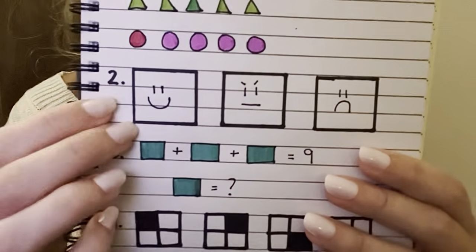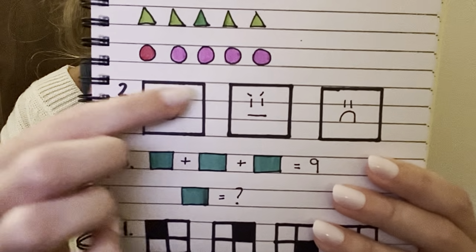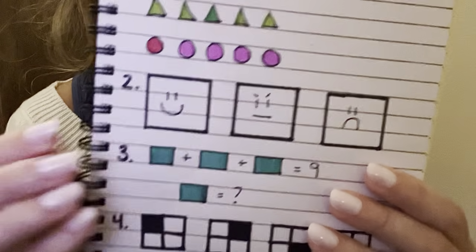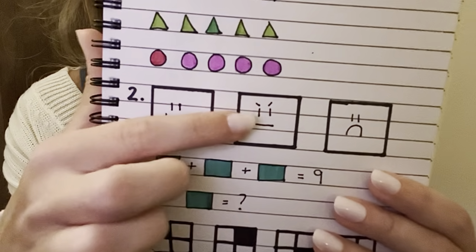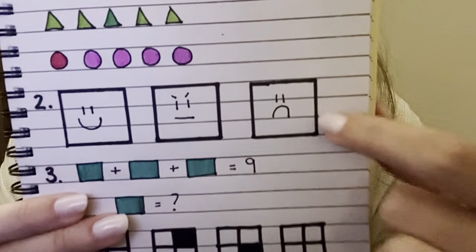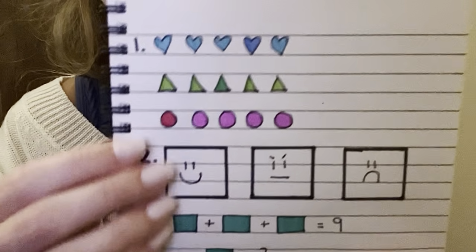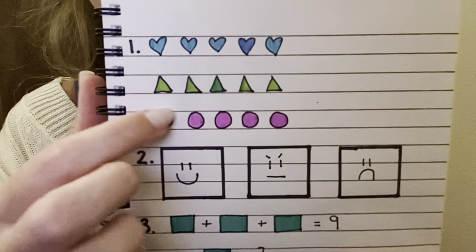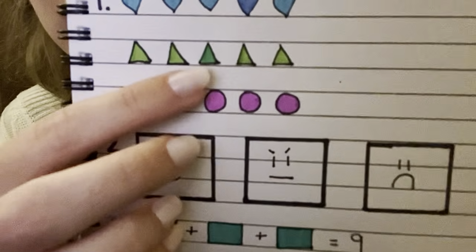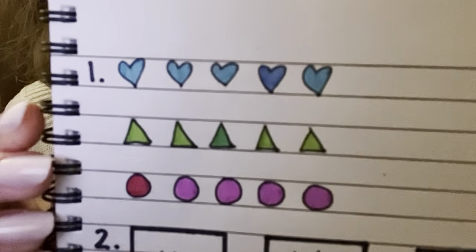And for 2, this one is happy. This one I put as angry. If the mouth threw you off, I tried to do the eyebrows a little bit angry, but if you got that one wrong, it's okay. And the sad face is obviously sad. And then up here, this circle is the odd one out. This triangle is the odd one out, even though it's kind of hard to see. It's a little bit darker than the rest. And then this heart is the odd one out because it's also a little bit darker than the rest.